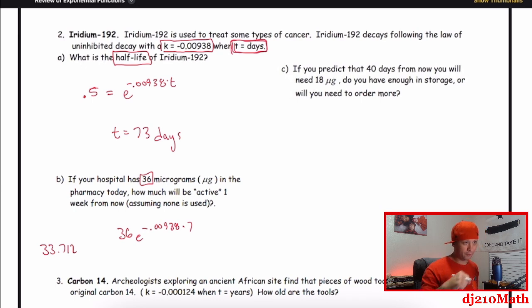All right. If you predict that 40 days from now, you will need 18 milligrams, do you have enough in storage or will you need to order more? Okay, so it's a continuation from B. So they're saying that we have 36 micrograms in the pharmacy today. If you predict that 40 days from now you will need 18, all right, so let's do 40.